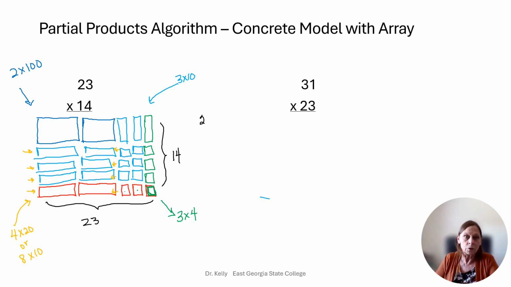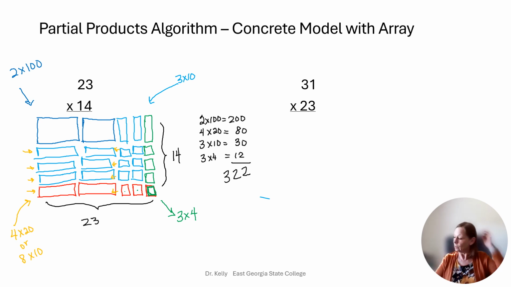So we have 2 times 100 equals 200. We've got our 4 times our 20, or our 8 times our 10, which is 80. We have our 3 times our 10, which is 30. And we have our 3 times our 4, which is 12. And then we can just do this math here. We've got a 2, 8, 9, 12 carry. 322 is the answer.